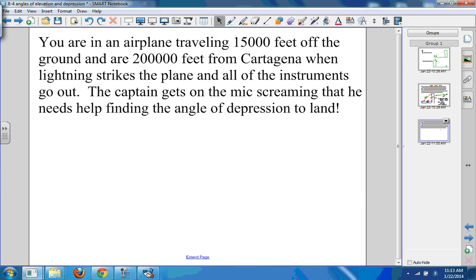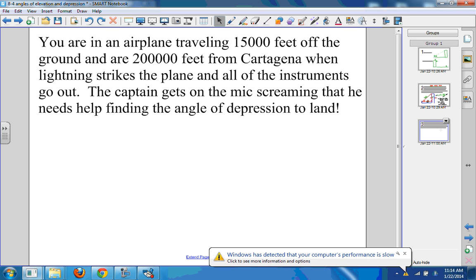So here's another problem for you. Says you are in an airplane traveling 15,000 feet underground and are 200,000 feet from Cartagena when lightning strikes the plane and all the instruments go out. The captain gets on the mic screaming that he needs help finding the angle of depression to land. Luckily, you've taken this course and know how to find this angle of depression to land. I recommend now you pause this video. Go ahead and try it on your own, and then you can watch it with me to see if you got it correct or not.